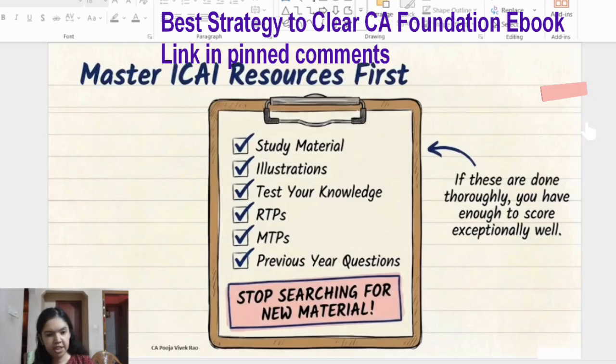The next important strategy here is use ICI resources effectively. So most of the times it is noticed that students keep on searching for new material. So here a recommendation is, master the ICI resources first. That is, complete the study material, illustration, test your knowledge, RTP, MTP, previous year question papers. You already have enough material to score exceptionally well. So you don't require any additional resources.